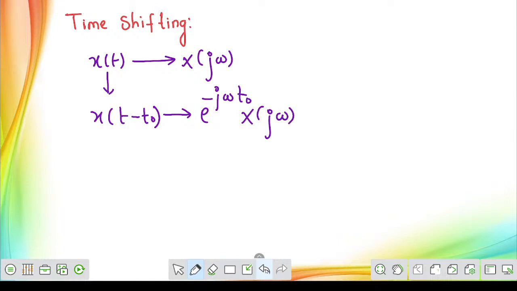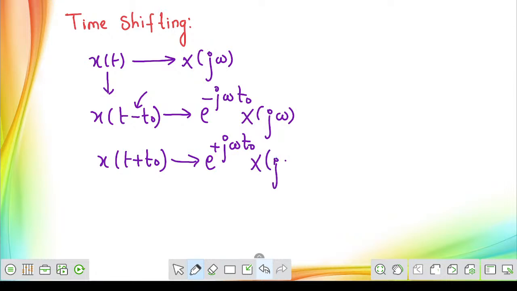But there are two types of shifting. This version is called the delayed version. We can also perform advanced shifting, t plus t naught. If I introduce t plus t naught, then this can be rewritten as e power plus j omega t naught into x of j omega. So this is the shifting property, and that is how we have to apply it when it is asked in the examination.